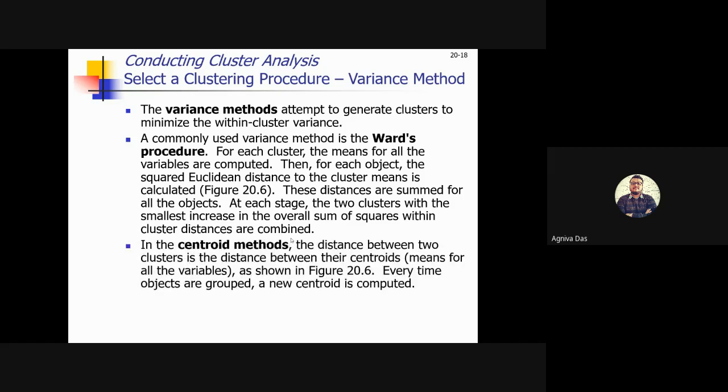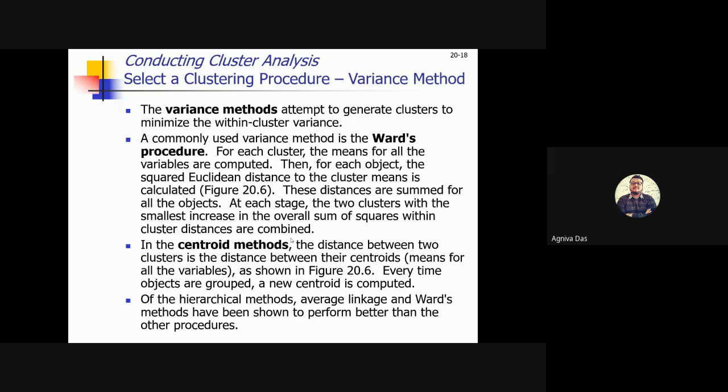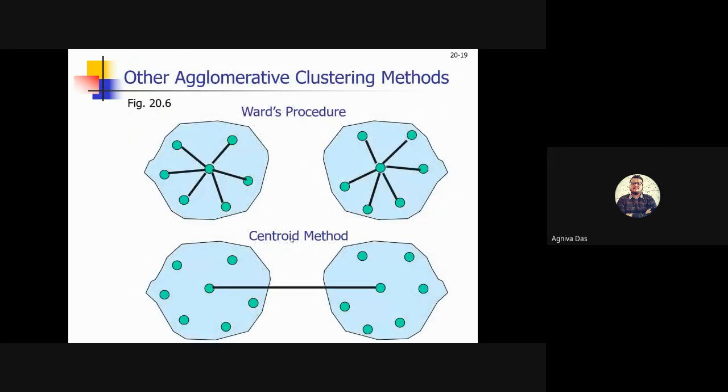Now, in the centroid methods, the distance between two clusters is computed and clusters are grouped based on those distances only. Okay, every time objects are grouped, a new centroid is computed. And of the hierarchical methods, the average linkage and Ward's methods have been shown to perform better than the other procedures. So again, average linkage and Ward's methods are what we will be doing in our Python. Okay. Now in Ward's method, as we can see, you are looking at the distances of all of these from the centroid itself. And in the centroid methods, what are you doing? You are looking at the distance between two centroids.